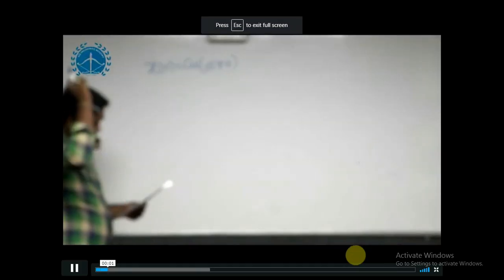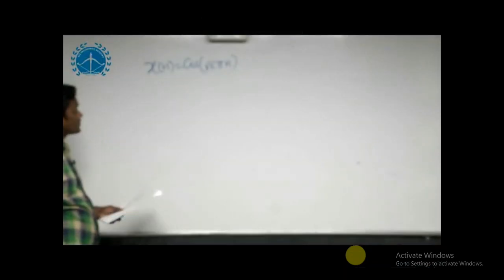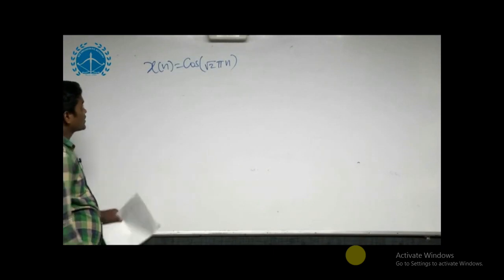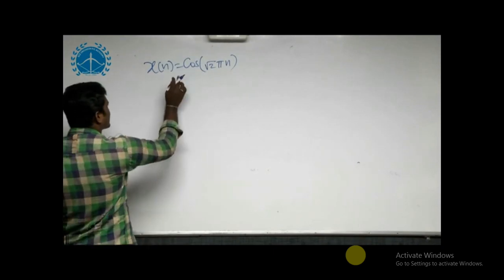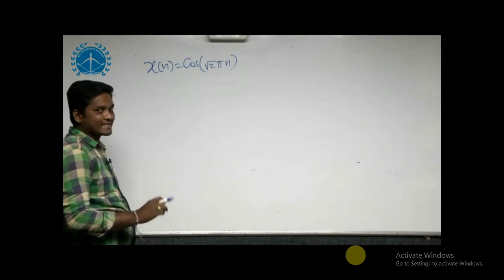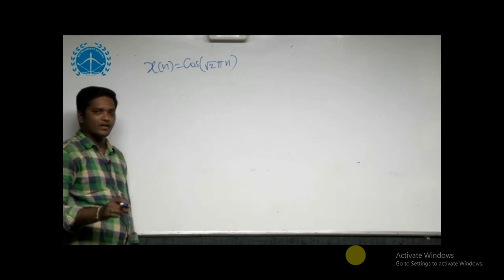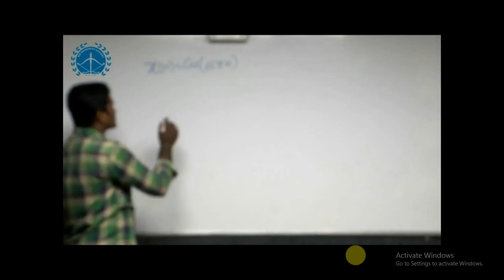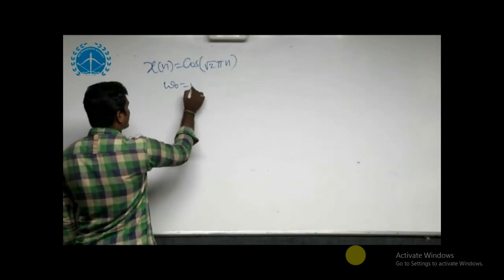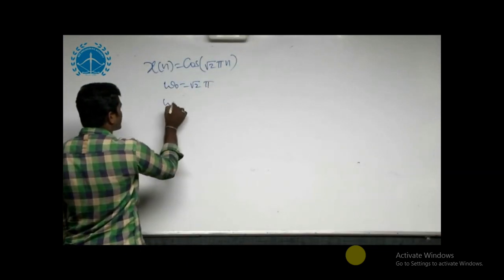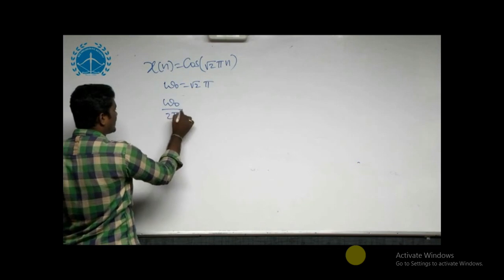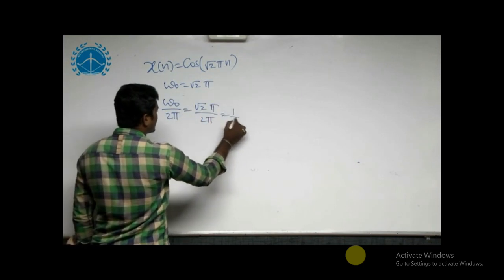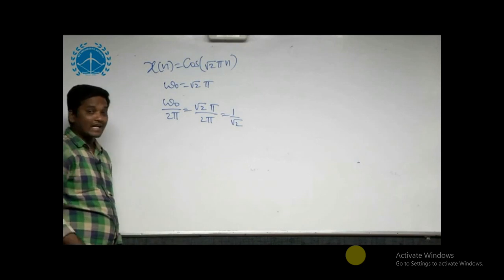The question is, what are the discrete Fourier series coefficients of the given signal x of n? Okay. Discrete Fourier series exists for this signal if and only if omega naught by 2 pi is a rational number. So what is the omega naught value here? Root 2 into pi. So what is omega naught by 2 pi? That is equal to root 2 pi by 2 pi, which is equal to 1 by root 2. It is not a rational number.